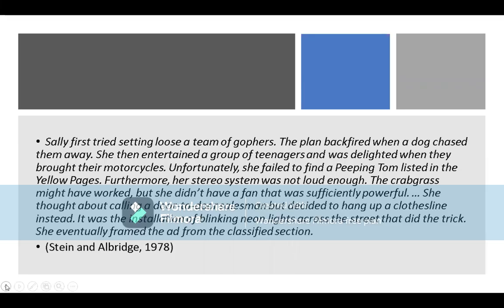It is all crystal clear for you that Sally tried to get rid of the troublesome neighbor. So she tried hard, and some plans backfired when a dog chased them away. So it is now clear what she is planning. And when we didn't know what the topic was and what they were talking about, we did not understand the paragraph.